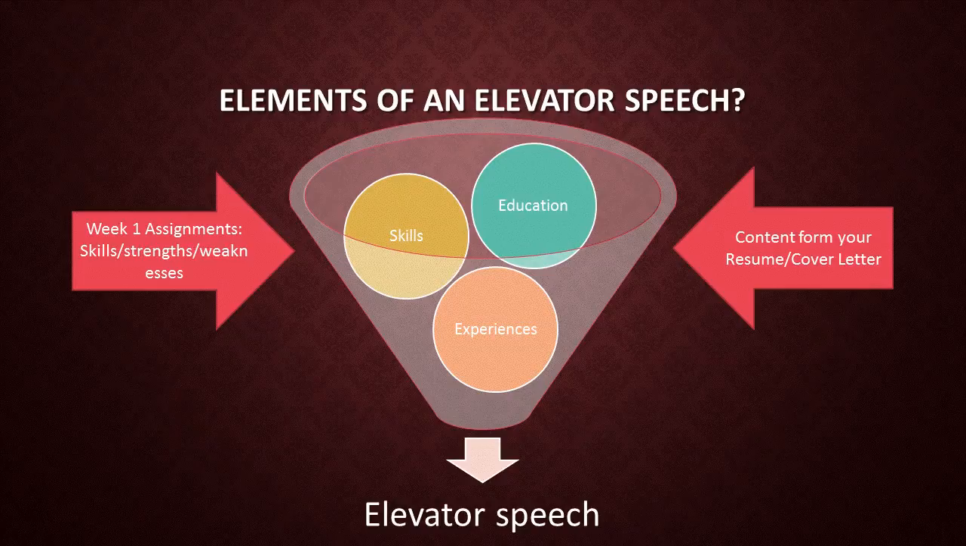Now, if you've been doing the assignments in this class, thinking about a skill such as a strength of yours is something that you've already done as part of your week one assignments. In terms of your education and experiences, these are things that you had to draft up as part of your cover letter and resume. So you have this information already. The question is, how do you incorporate these elements into your elevator speech?